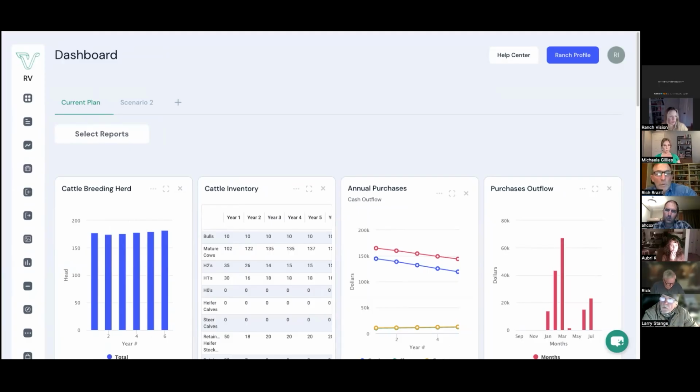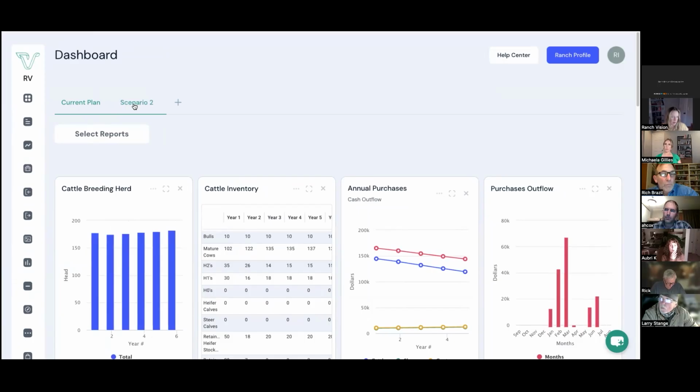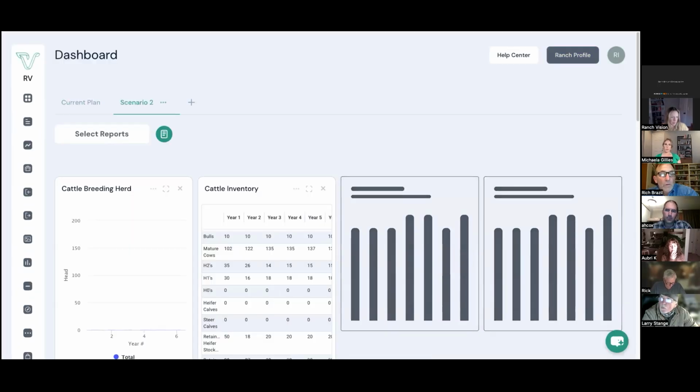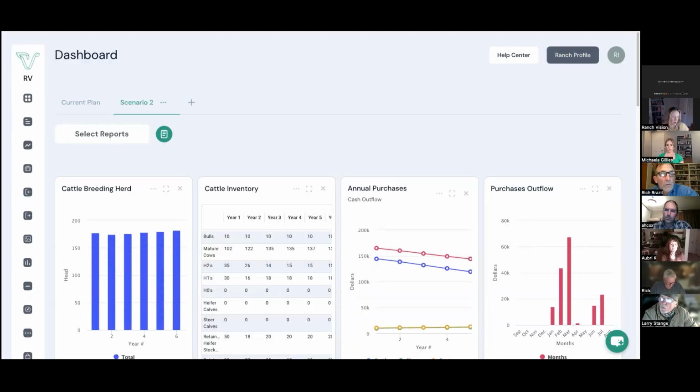Right. You can also make a note in your new scenario to remind yourself what you did in that scenario. There's a feature to add a note as well. So you could say experimenting with new lease.